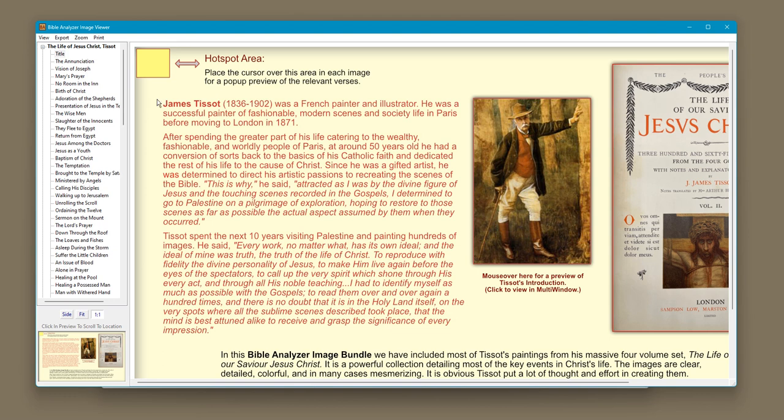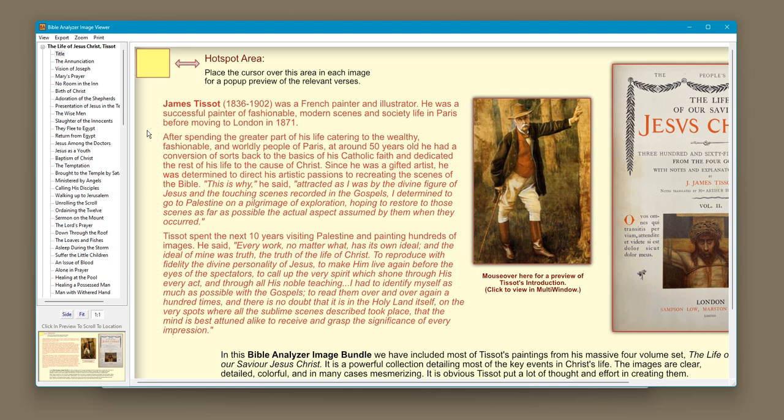And Tissot was a French painter and illustrator back in the 19th century, and he actually painted more high society and fashion paintings than anything else in his early life. But when he was around 50 years old, he had a religious conversion of sorts and decided that he needed to spend his energies painting scenes from the Bible. And so he spent the next 10 years of his life going to Palestine and painting hundreds of images.